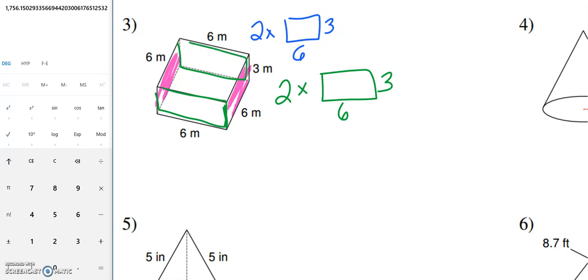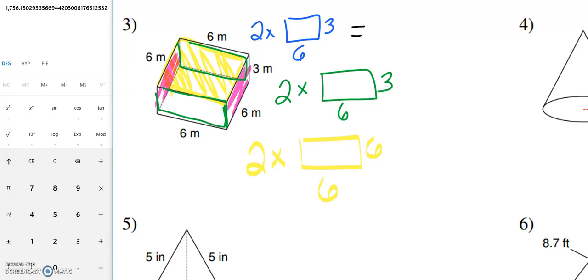And then I have the top and the bottom. Now the top, let's take a look. The top, that's actually 6 by 6 for your top. So the top and bottom are going to be 6 by 6. So I'm going to write down, I have 2 of these, and they're 6 by 6. So I'm going to find the area of each of these, and I'm going to add them up.